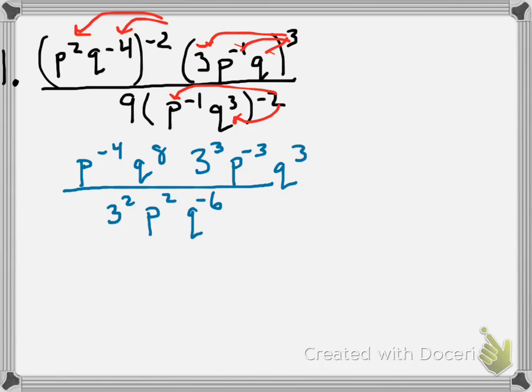Step number 2, let's combine everything we can in the numerator and denominator. So we have 3 to the 3rd. Let's see what happened to the p's. We can add those together. So we have p to the negative 7 and q to the 11th. Did I combine everything? Looks like it. And then on the denominator, we didn't really do anything to the denominator, so there's that.